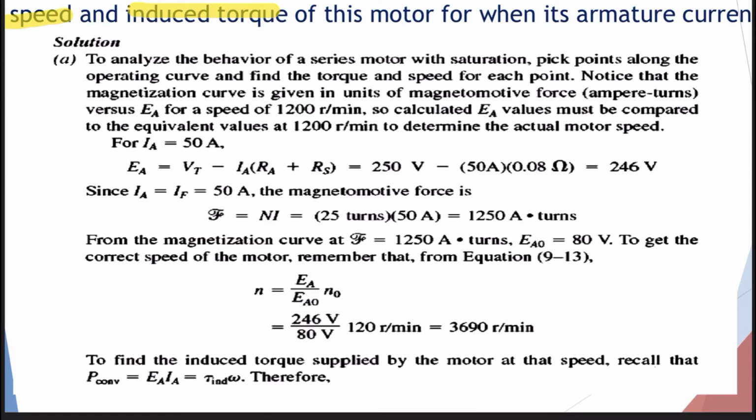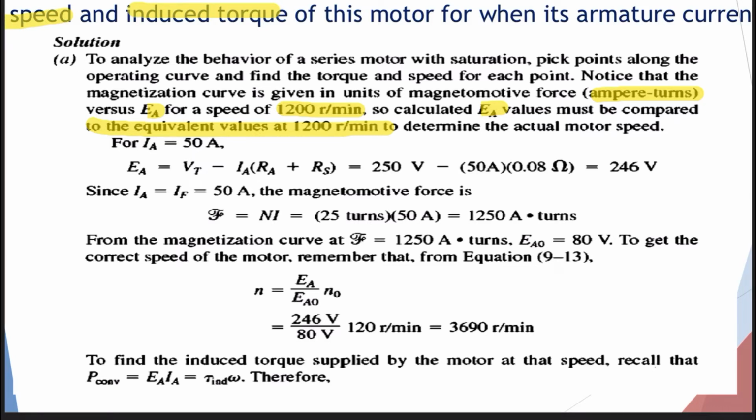So, the solution here, guys. To analyze the behavior of a series motor with saturation, pick points along the operating curve and find the torque and the speed for each point. Notice that the magnetization curve is given in units of magnetomotive force, ampere-turns, versus EA, for a speed of 1200 revolutions per minute. So calculated EA values must be compared to the equivalent value for the same speed, to determine the actual motor speed.